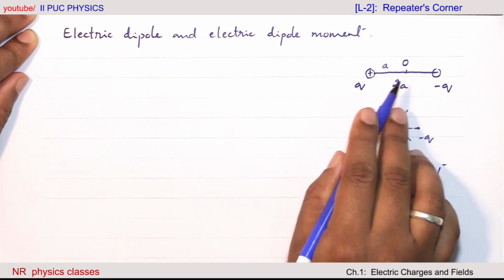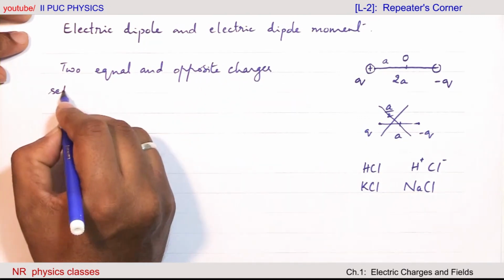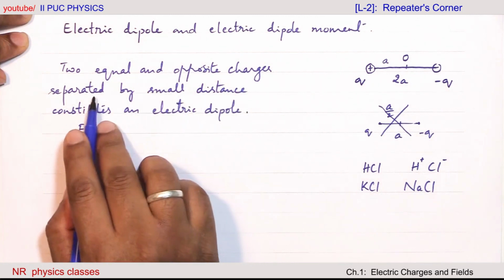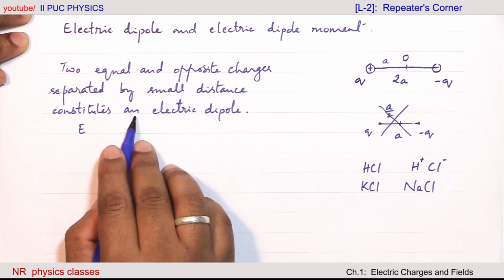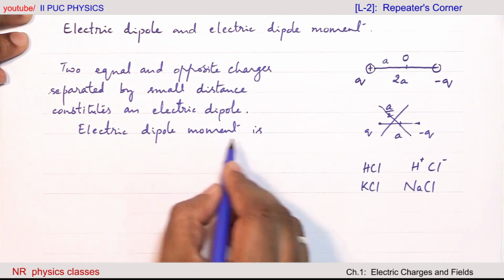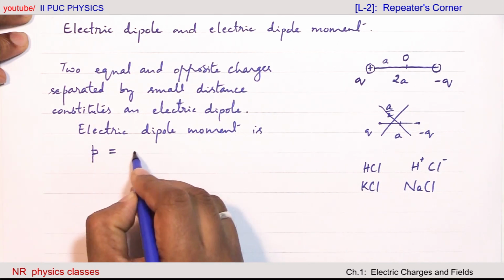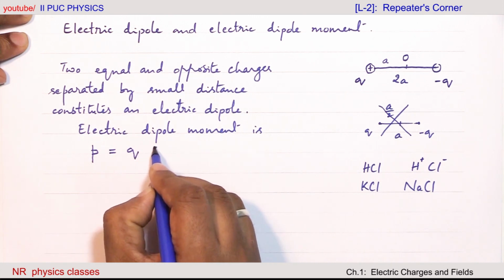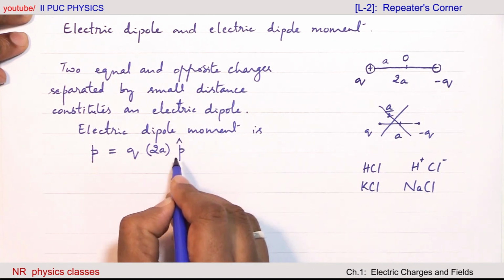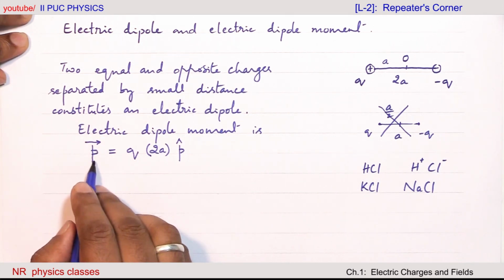What is an electric dipole? Two equal and opposite charges separated by some distance. Two equal and opposite charges separated by a small distance constitute an electric dipole. Electric dipole moment is denoted by P equal to magnitude of each charge, times the distance between the charges, into P cap. P cap is a unit vector. Therefore, dipole moment is a vector quantity.